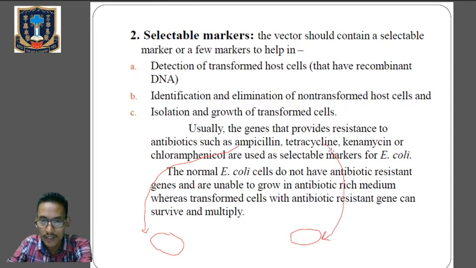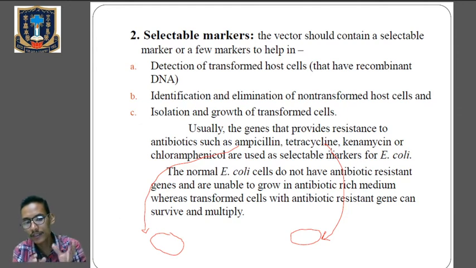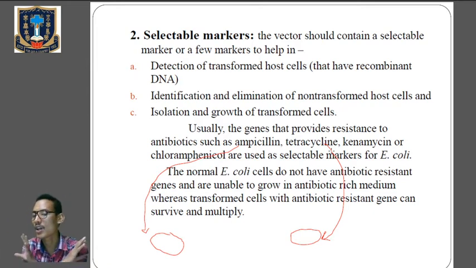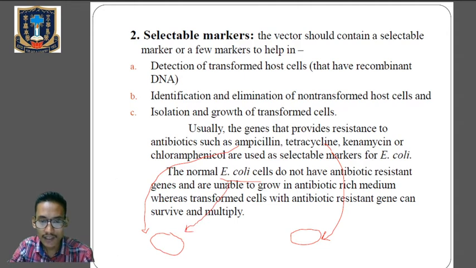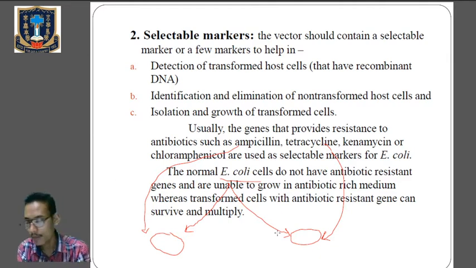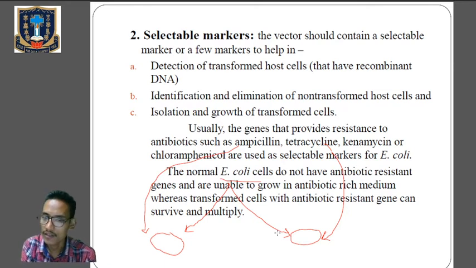Are you getting it? So we are taking two culture plates. In the first culture plate we have the antibiotic ampicillin, and in the second culture plate we have the antibiotic tetracycline. The normal E. coli cell does not have such an antibiotic resistant gene. So when we put the E. coli cells into the culture plate containing ampicillin and the culture plate containing tetracycline, they will not survive. Why? Because E. coli cell does not have an antibiotic resistant gene.